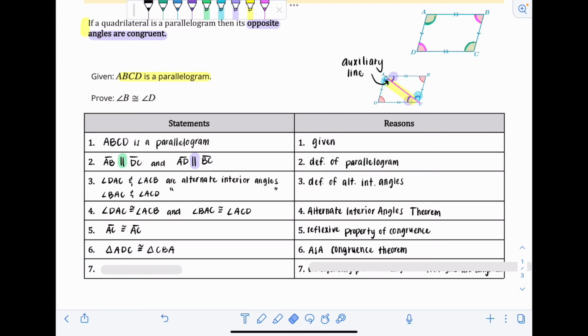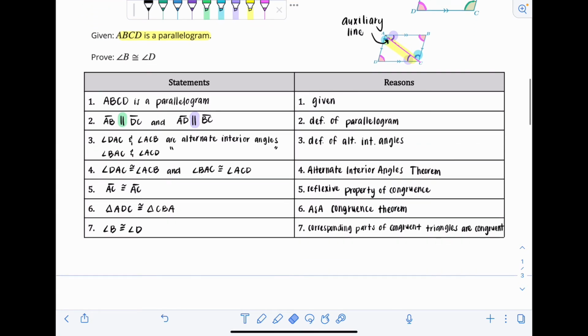And then once we've said that the two triangles are congruent, we can say any of their corresponding parts are congruent. So now angle B and angle D are corresponding angles in each triangle. So for 7, we can say angle B is congruent to angle D, and then our reason is that corresponding parts of congruent triangles are congruent. That's a mouthful.